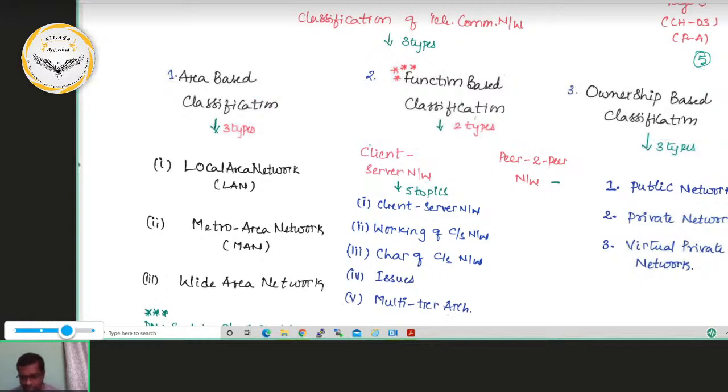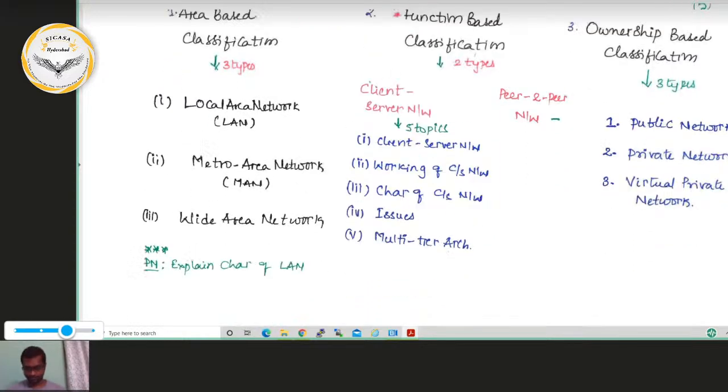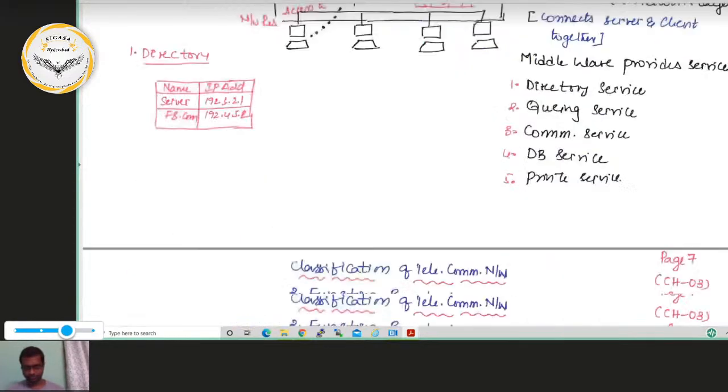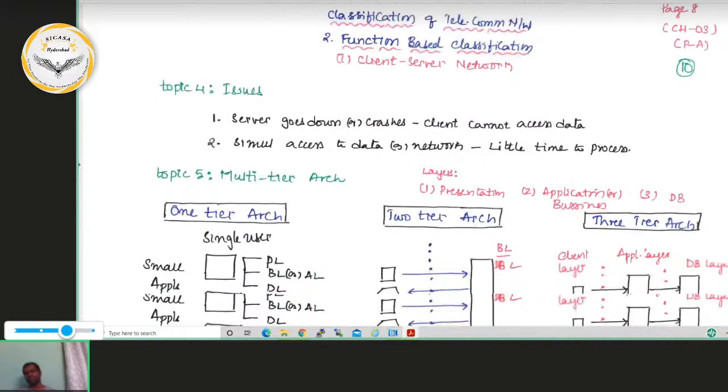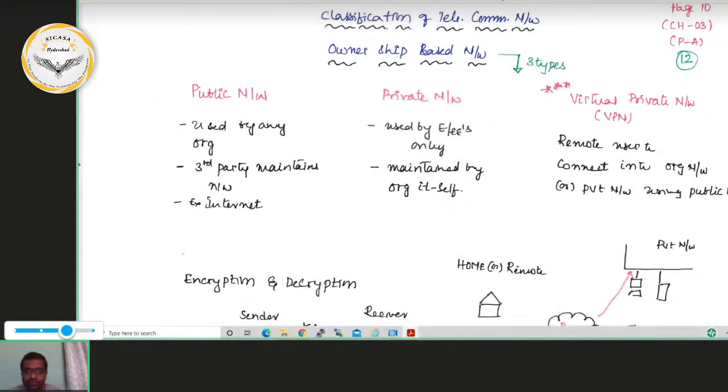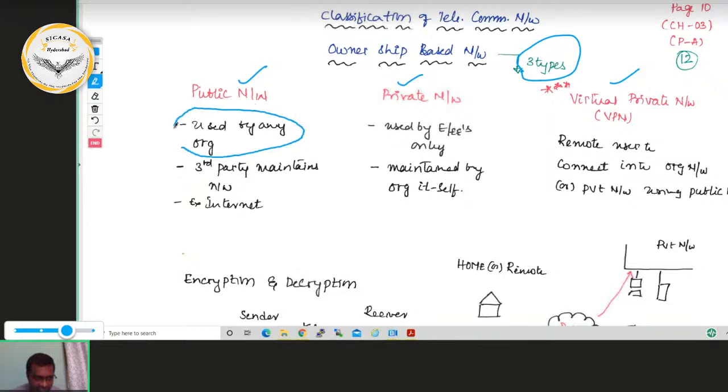Now let us see the definitions of this ownership-based classification. As I said, we have 3 types. First one is public network. Second is private network. Third one is virtual private network. So what do you mean by public network? Public network is nothing but if a network is used by any organization, there will not be any distinguishing between the organization. Any person can use that particular network. That network is called a public network.